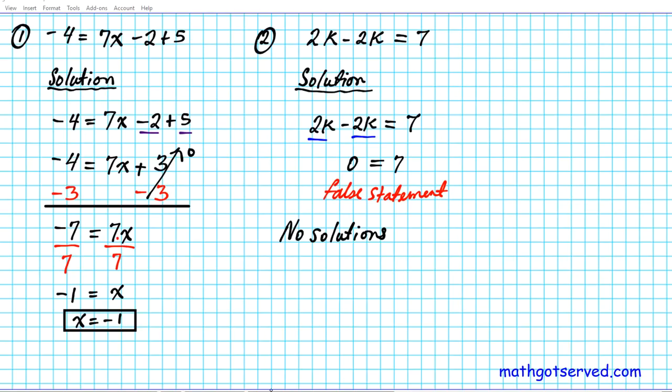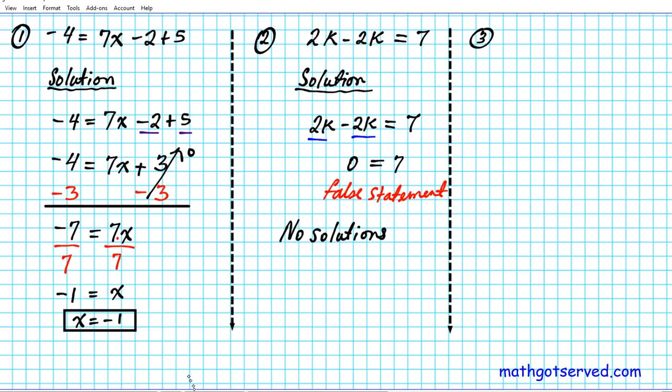Alright, let's go ahead and take a look at question number 3. Now, what if we have the following multi-step equation? What if we have 2 times the quantity p minus 2 minus 5 is equal to negative 1 plus 6p. Let's go ahead and solve that. The solution is as follows.